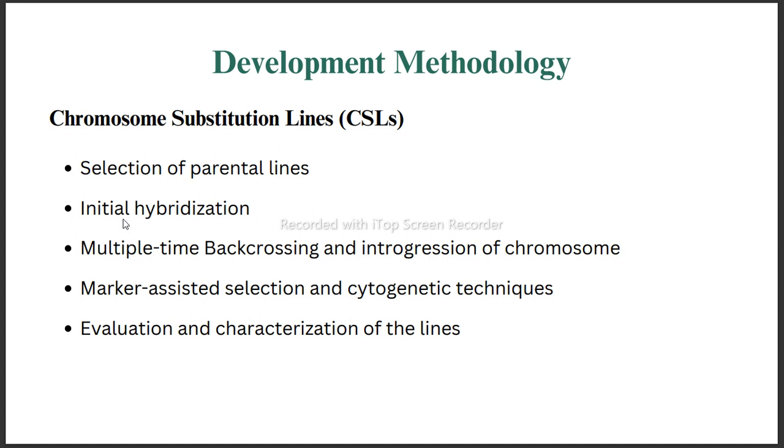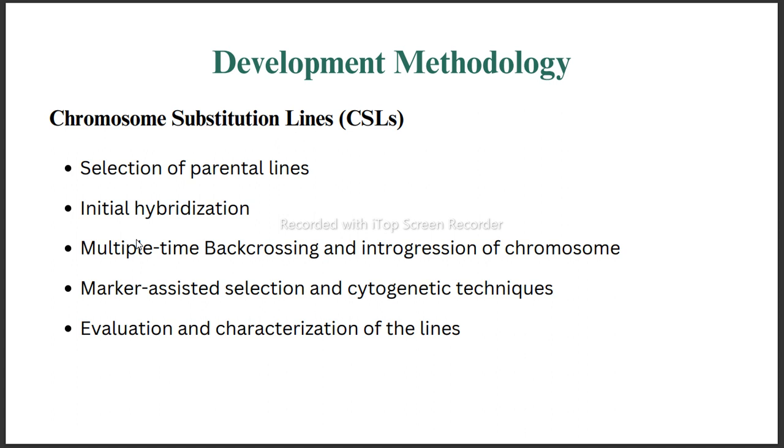Then there will be backcrossing, multiple times, for the integration of our... because we want to integrate the most genetic makeup from our well-adapted variety. So we will perform multiple backcrossing with our recurrent parent. Then marker-assisted selection will be a key tool, and cytogenetics analysis, in the form of FISH and GISH, will be utilized from time to time to analyze our results to select substitution lines initially.